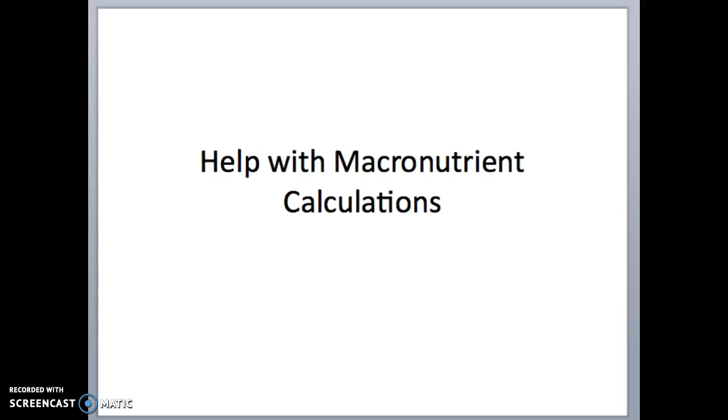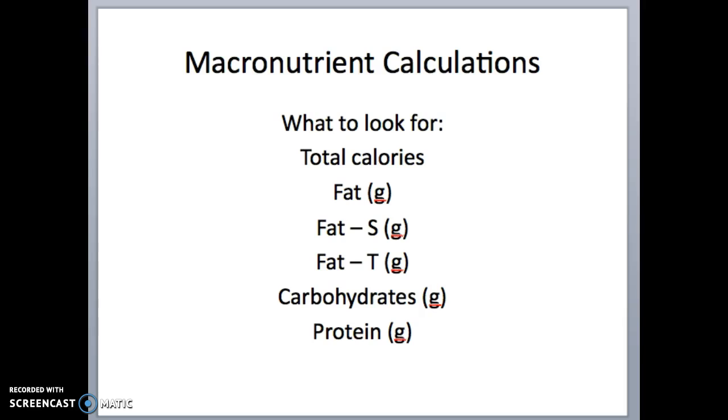The first thing that you want to do is actually pull out your nutrition calc spreadsheet, and there's going to be a couple numbers that you're going to want to look for on that spreadsheet. So first of all, you want to look for your total calories. This is going to be average. All these numbers are going to be your 7-day averages based on your food log. So look for that total calories, fat S, which is saturated fat, fat T, which is trans fat, carbohydrates, and protein. These are going to be the values that you'll look for as far as calculating percentages.